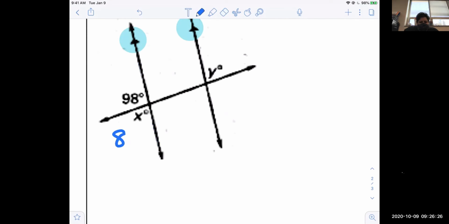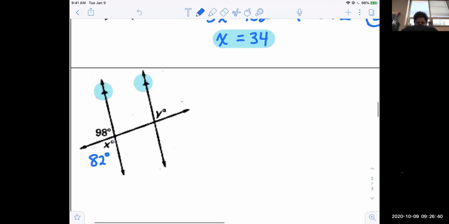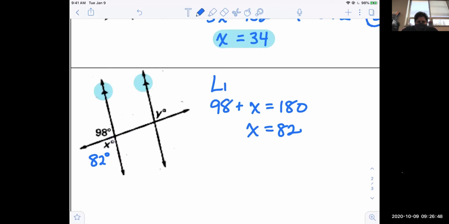Okay, what did we just use? How are these angles related? What do you call those angles? That's a linear pair, right? So what we just used is that 98 plus X adds to 180, and therefore X has to be 82. This is a theorem from the last chapter. Linear pairs are supplementary.